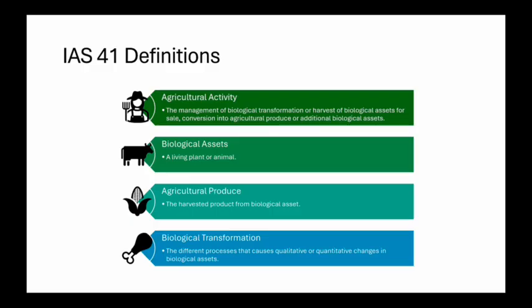Agricultural produce is the harvested product from the agricultural activity. Examples may include apples from an apple tree. And biological transformation is the process of growth, degeneration, and qualitative and quantitative changes of biological assets. So we can think of it as the production of cheese, how it's milked from a cow and then turned into cheese.